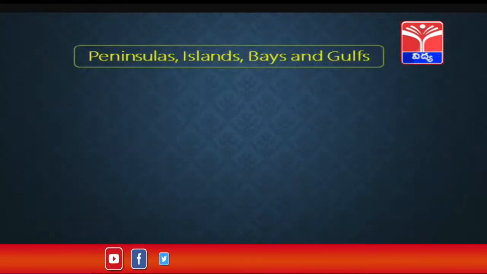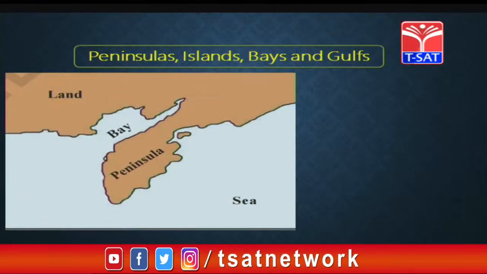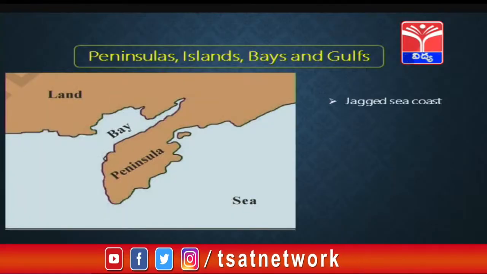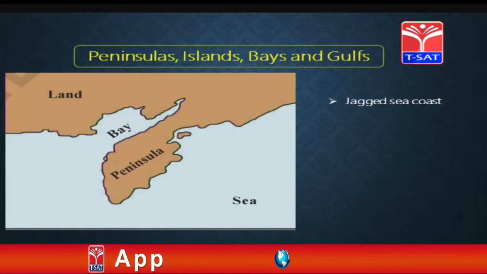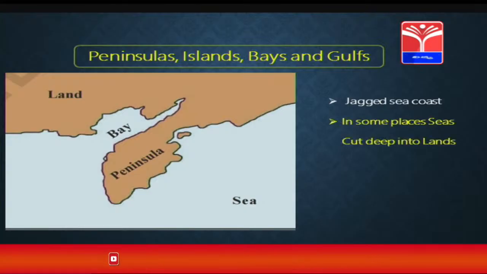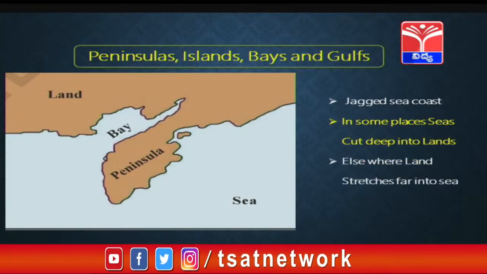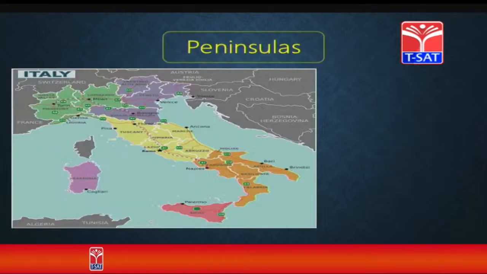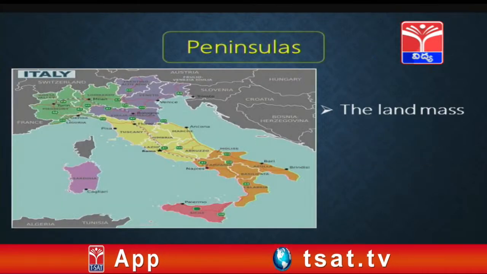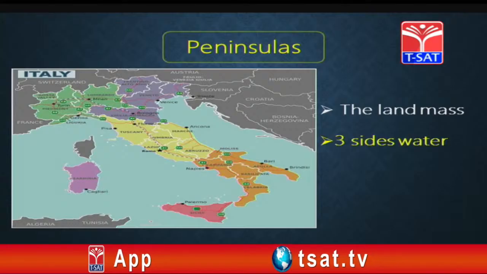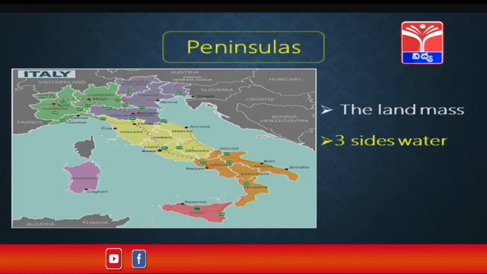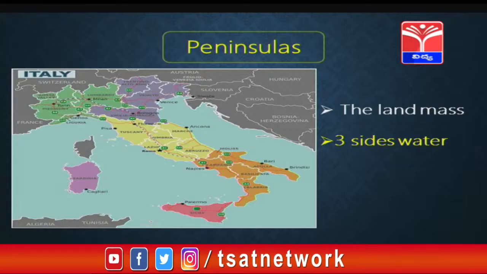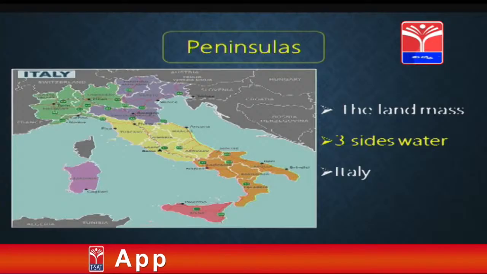Let us see the peninsulas, islands, bays and gulfs of Europe. Unlike other continents, the European continent is jagged and the sea coast is very jagged. In some places the sea cuts deep into land, elsewhere land stretches far into the sea. Let us see peninsulas. Children, the landmass which is covered on three sides by water is known as a peninsula. For example, you can see in the map, Italy is covered on three sides by water.